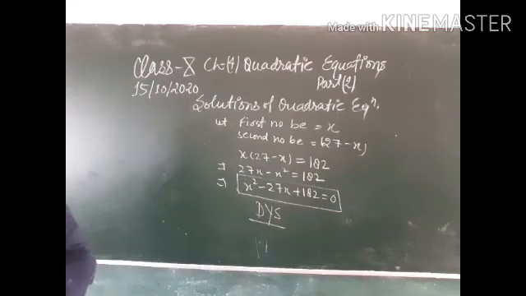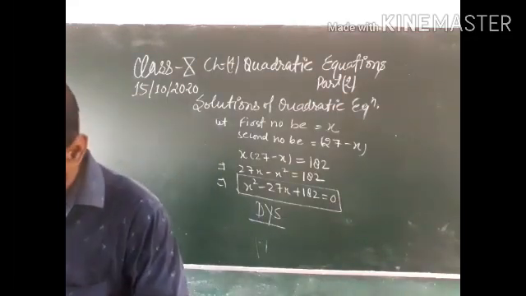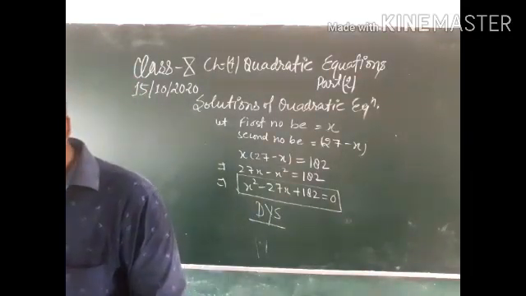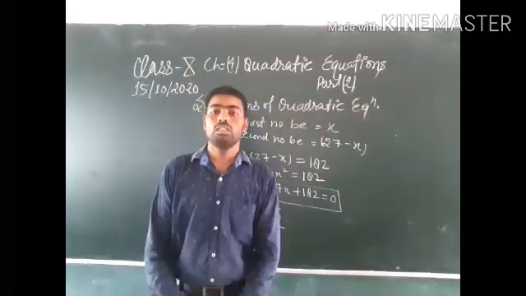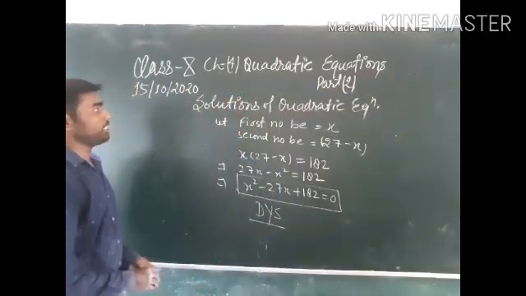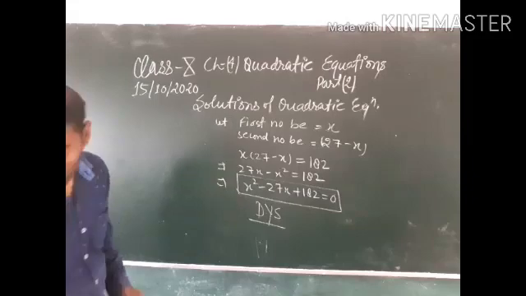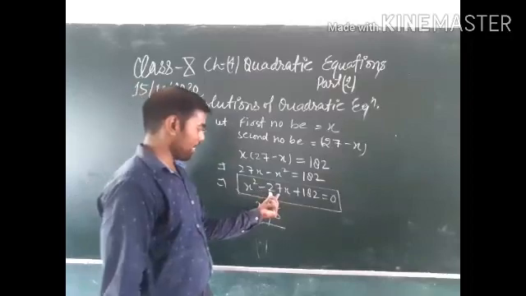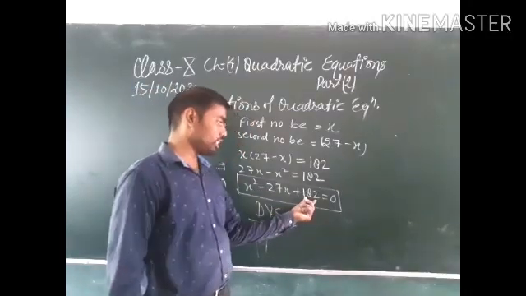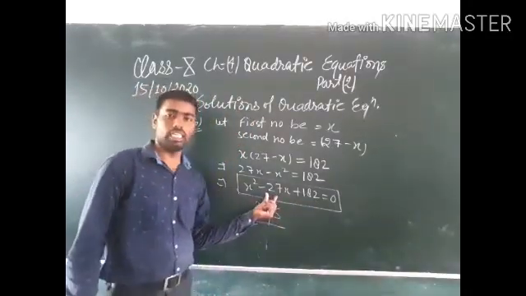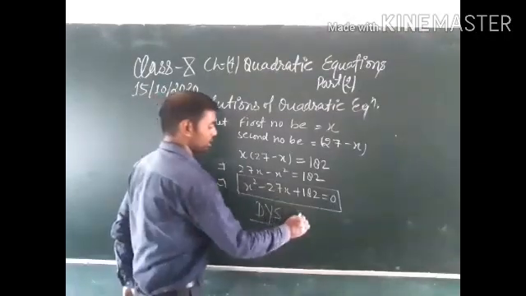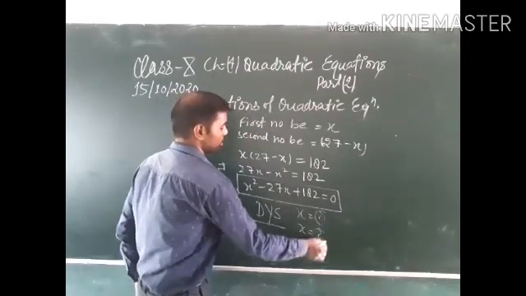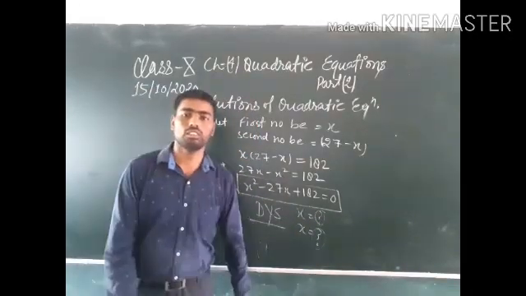So exercise 4.2 question number 3 is completed. This is the complete part of this question. Factor x square minus 27x plus 182, and you get the value of x is equal to something and another x is equal to something. So these are the roots of the given equation. Thank you.